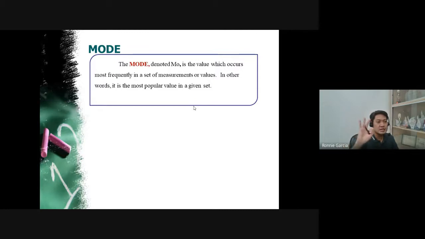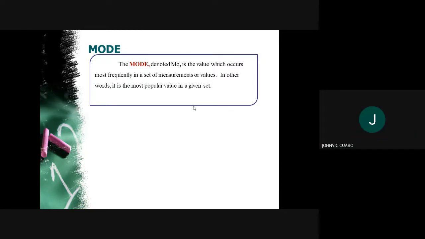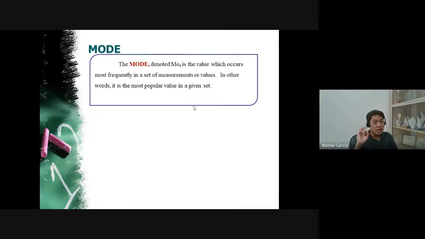Now let's proceed to the third measure of central tendency, the mode. Kindly read the meaning of the mode, John Vic. The mode, denoted MO, is the value which occurs most frequently in a set of measurements or values. In other words, it is the most popular value in a given set.